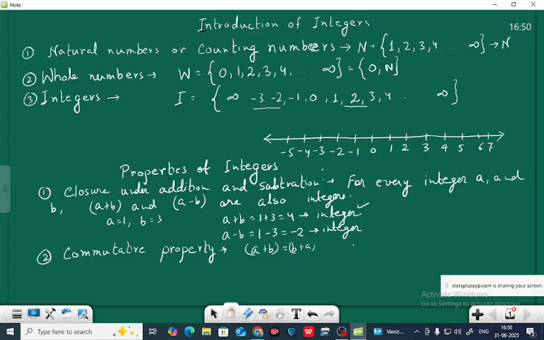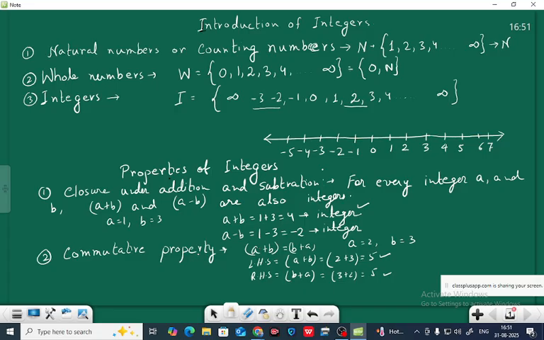What is the meaning? Suppose a is equal to 2 and b is equal to 3. The left hand side is a plus b, so 2 plus 3 equals 5. The right hand side is b plus a, that means 3 plus 2, and we get the same value, 5. So a plus b equals b plus a, and that is the commutative property.